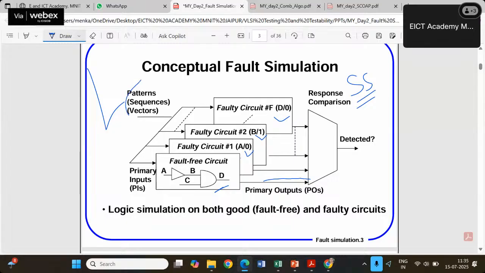Then the same test patterns or vectors will be applied to each and every one. Every circuit will be compared with the golden reference. If there is any mismatch, it means that the particular fault corresponding to that test sequence has been detected. So that particular input vector is the test pattern for that particular fault. So this is the concept of fault simulation.